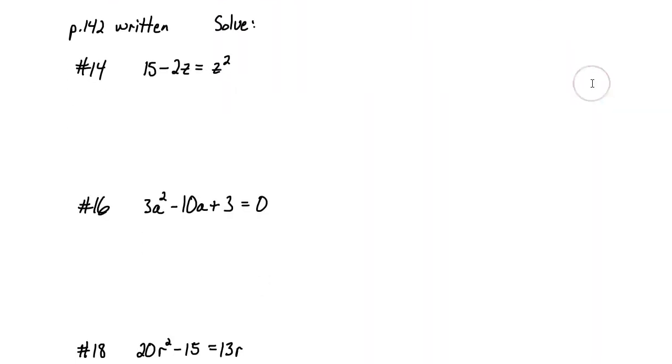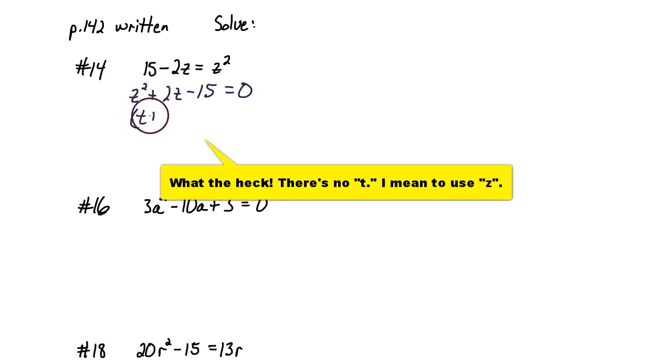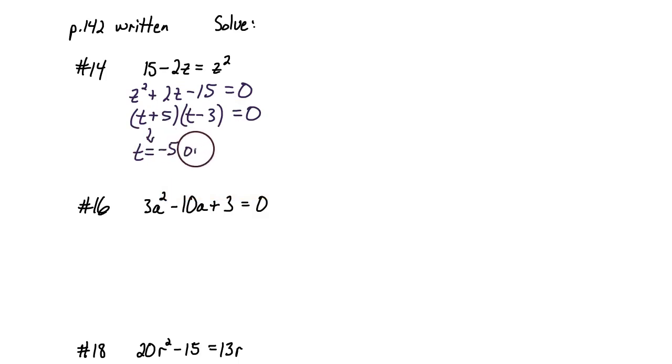For page 142, we're asked to solve these equations. So let's get a 0 on one side. We have z squared plus 2z minus 15 is equal to 0. Now we can factor (t plus 5)(t minus 3) equals 0. This will make t equals negative 5, and this one will produce t equals 3.